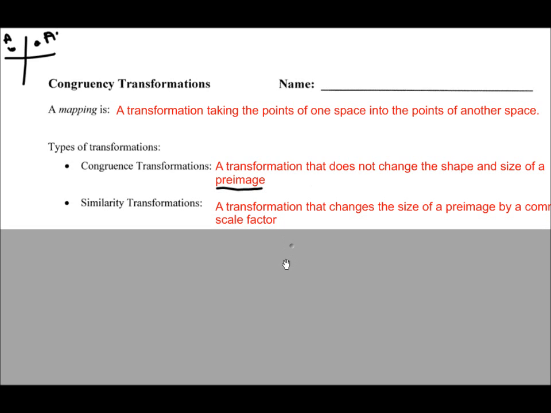A similarity transformation, also known as a dilation, is a transformation that changes the size of a pre-image by a common scale factor.